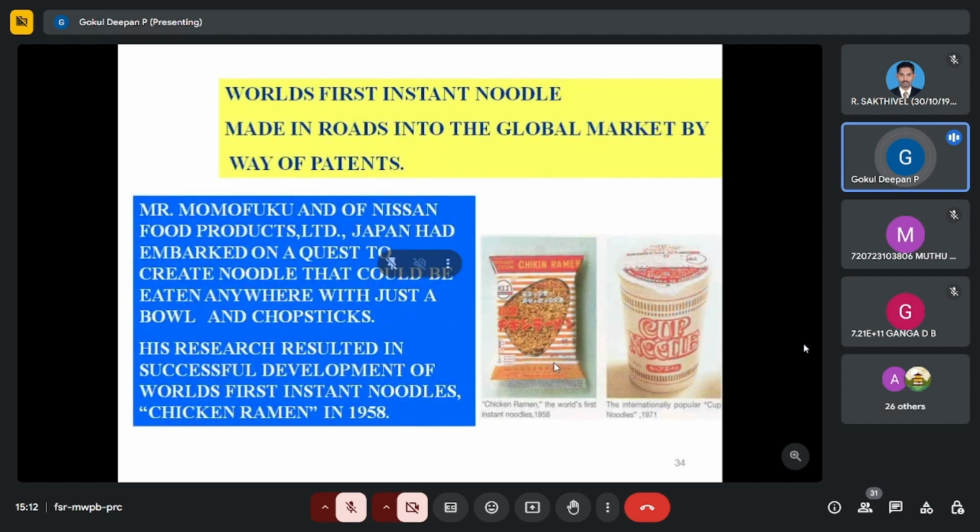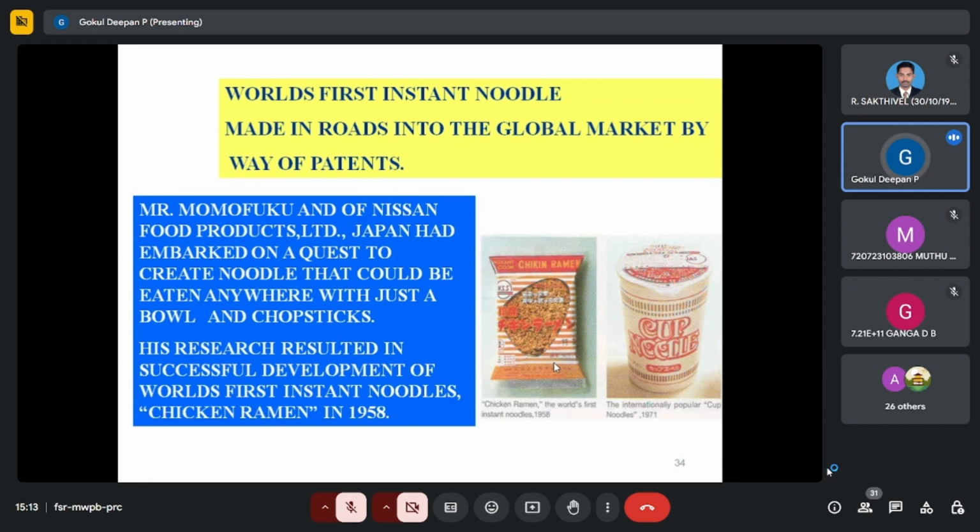Nowadays, more institutions are concentrating on patents. They convert their ideas, and convert the students' projects, into patents. The world's first instant noodles made inroads into the global market by way of patents. Mr. Momofuku Ando of Nissin Food Products Limited, Japan, had embarked on a quest to create noodles that could be eaten anywhere with just a bowl and chopsticks. His research resulted in the successful development of the world's first instant noodles, Chicken Ramen, in 1958.